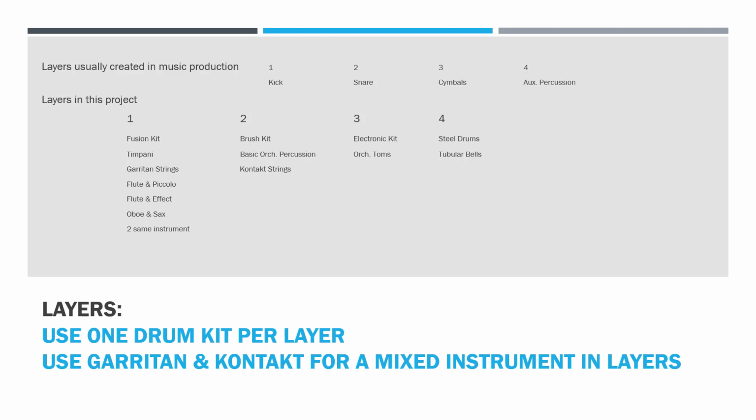In the strings, you can have both a Finale and a Contact or VST instrument in the same staff. It's just distributed in layers. So on layer 1 I have the Garritan strings, and on layer 2 the Contact strings. And remember, Finale will let you put 2 instruments on every layer, so you could have a whole group playing.